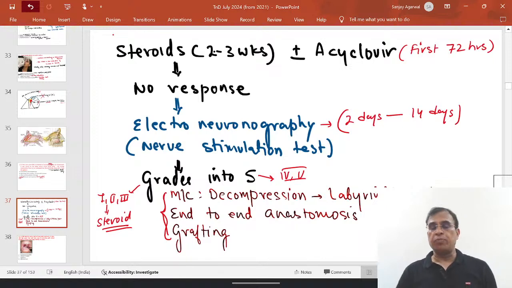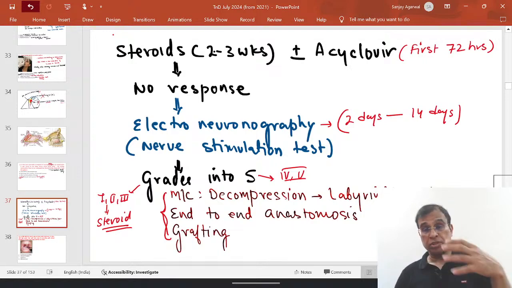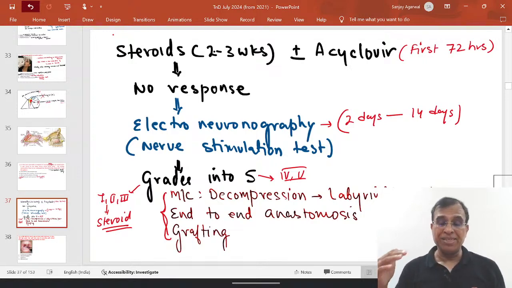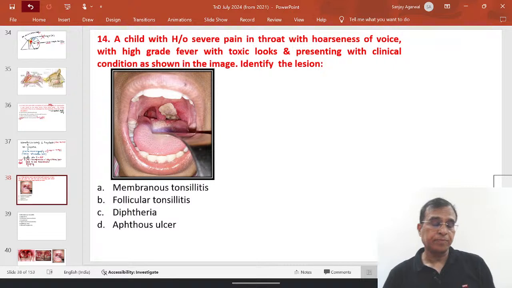So these are the additional points about Bell's palsy. But please read the treatment of Bell's palsy. There is more in Bell's palsy. Please read that from your notes properly, because there are a lot of questions from here. But we'll go to the next question, question number 14.